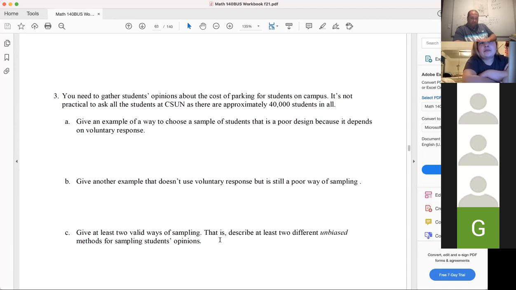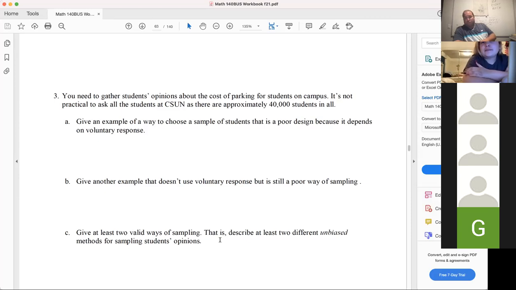You have a poor design because it depends on voluntary response. Like when they do the email. The what? The email. What do you mean by that? Be more specific, please. Sometimes when they send out emails asking you to rate something, and when you go to the bookstore, they ask for your number and then ask you to rate how your experience was. You could do that.